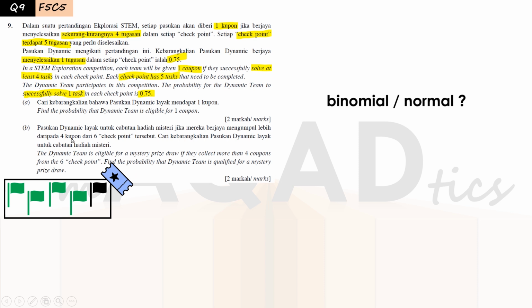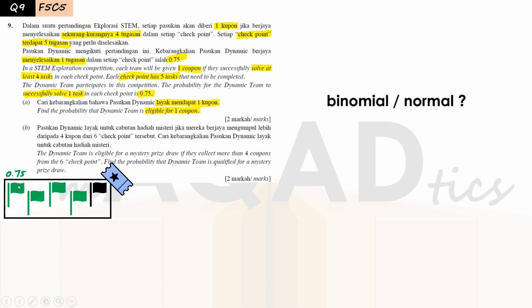Okay, and it also says that for each task, the probability of success is 0.75, which means a 75% success rate. So now in part A, we need to find the probability that this team can get 1 coupon. To get a coupon, it depends on the number of successful tasks, right? So if we want to find this probability, we can look at the situation of each individual task.